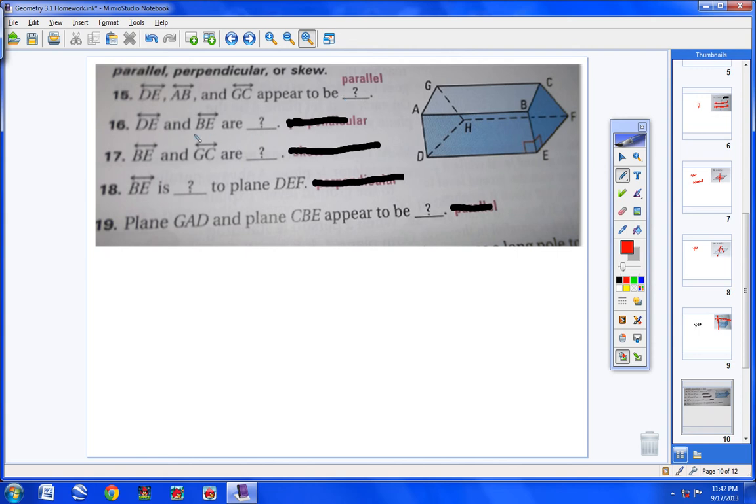Okay, DE and BE. Well, here's DE, and here's BE. And notice there's a right angle right there. So we definitely know that's pretty easy. Those two lines are perpendicular.